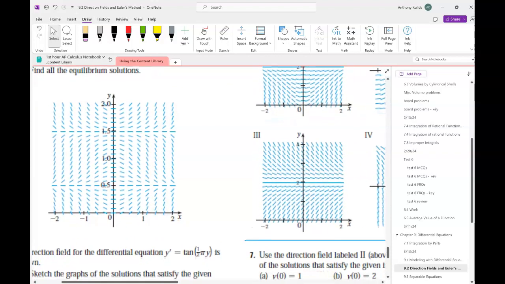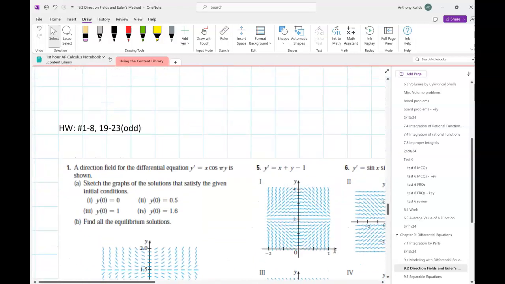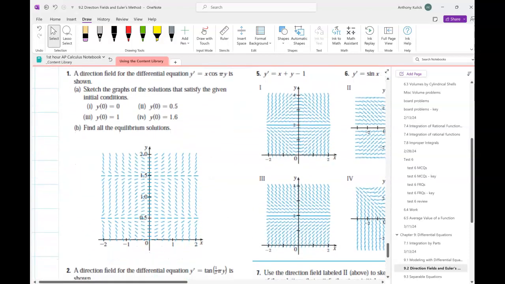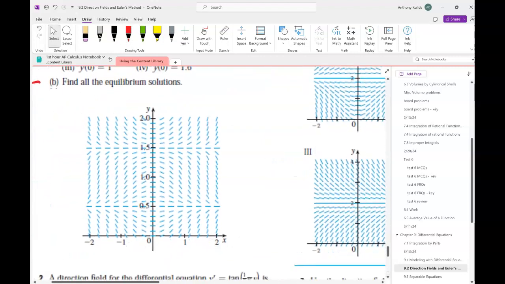So let's take a look here. These are some of the homework problems. Let's do a couple. So I'm interested in 1B. Look at that slope field there. What are the equilibrium values? So you have to indicate the variable. Just y equals 1.5 is fine. Okay, do you see any others? You should.